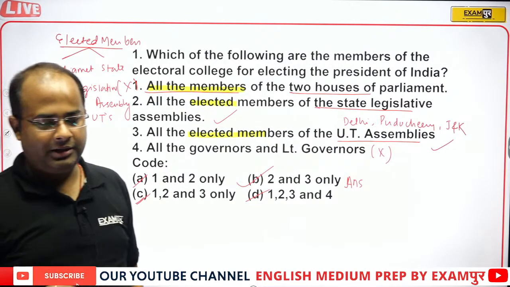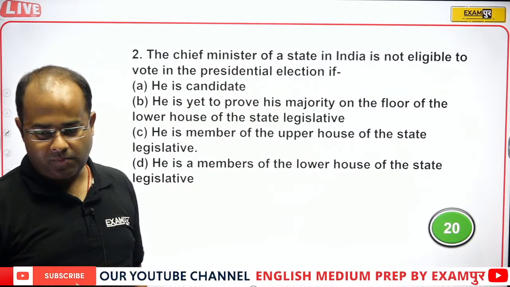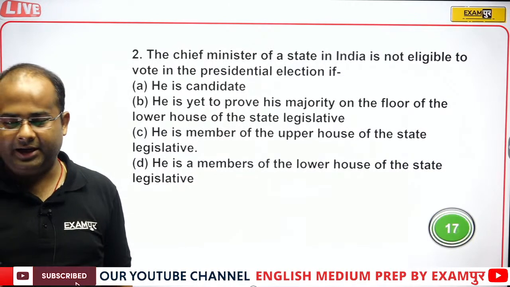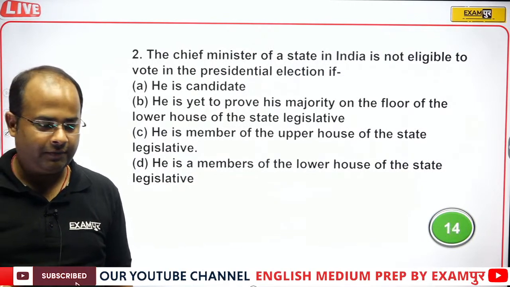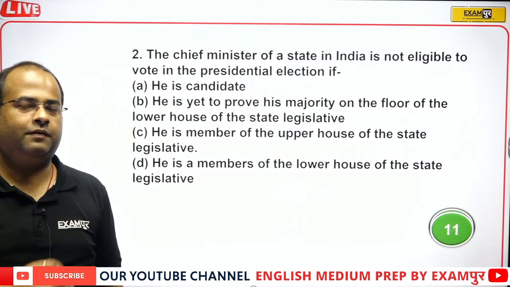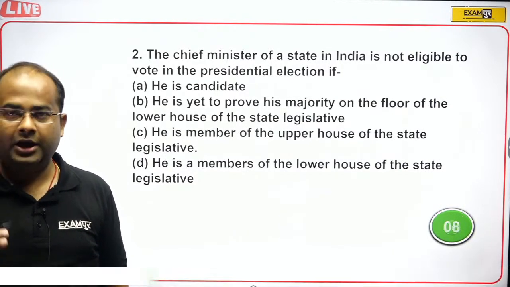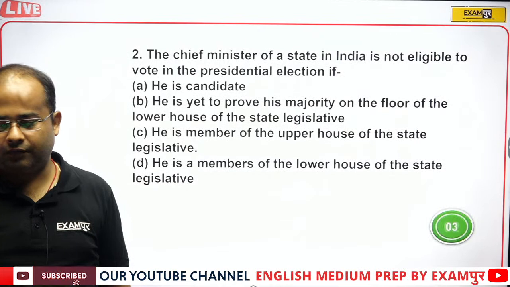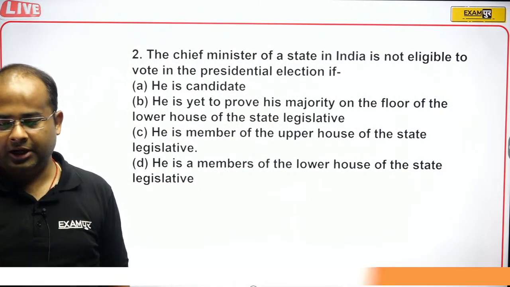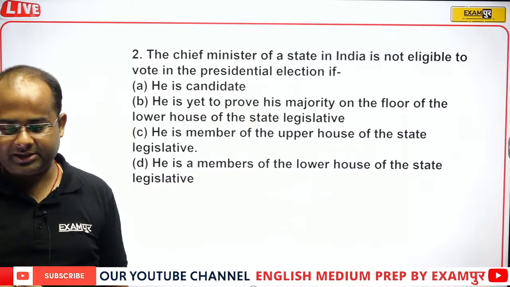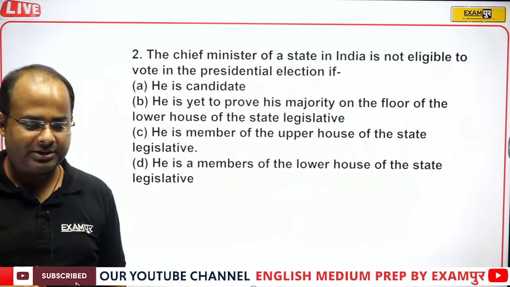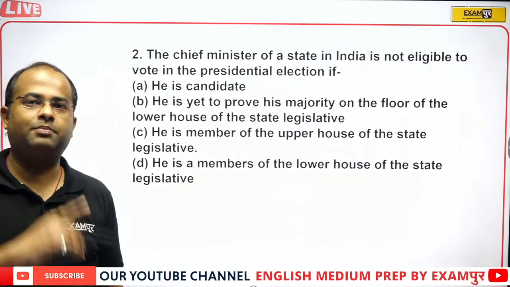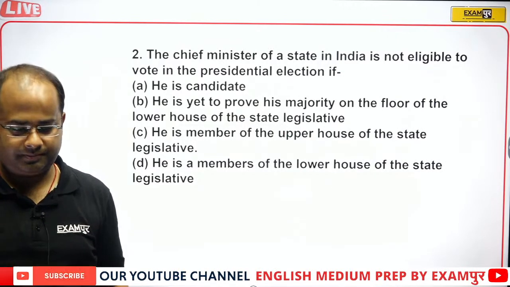Now let's come to the next question. The Chief Minister of a state in India is not eligible to vote in the presidential election if: he is himself a candidate; he is yet to prove his majority on the floor of the lower house of the state legislature; he is a member of the upper house of the state legislature; or he is a member of the lower house of the state legislature. So in what condition does a Chief Minister of a state not participate in the election of the president?